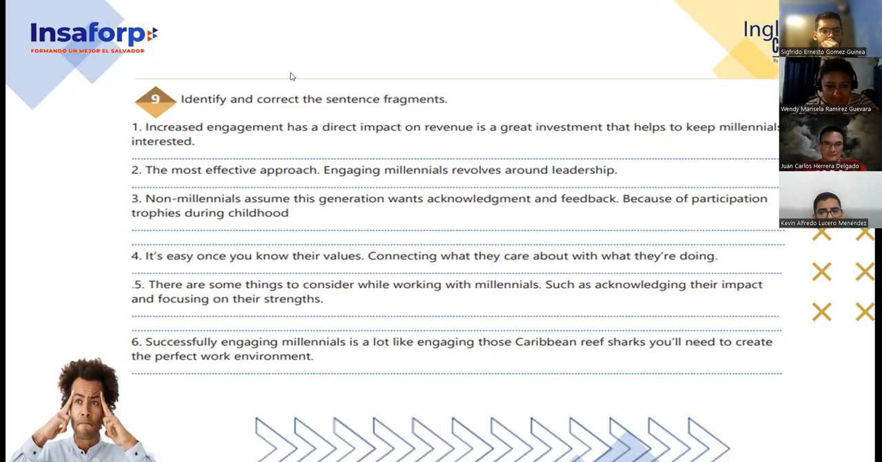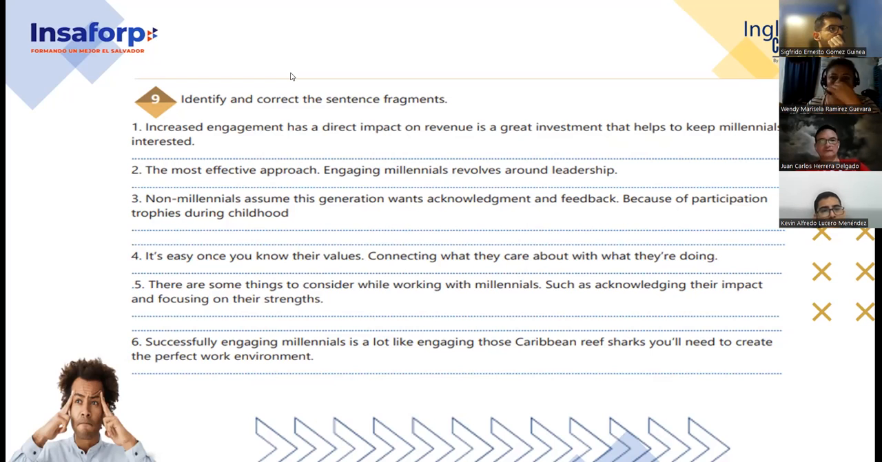Yes. And these sentences, teacher, in my personal opinion, you just change the period by a comma. That's it, because I think that this makes sense. Because it's one idea, right? Yes. Exactly. It's one idea. So if you separate it, it's easy once you know their values. Only this part doesn't make sense. I don't understand what the writer wants to say. So we need to match this idea with the next one in order to have a clear point.